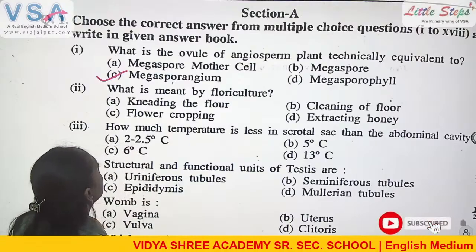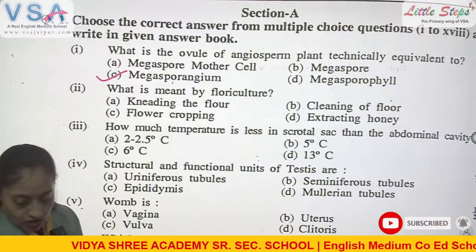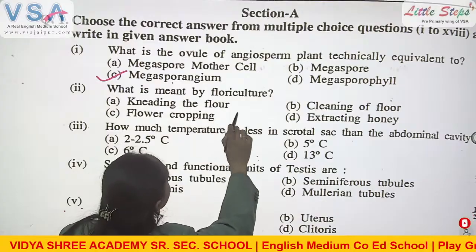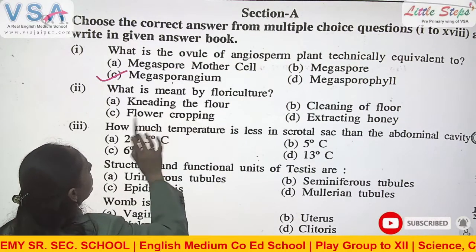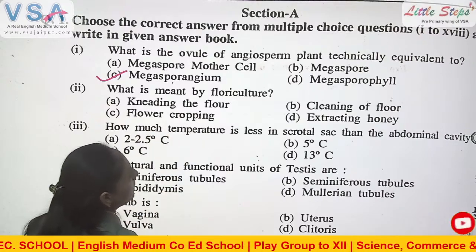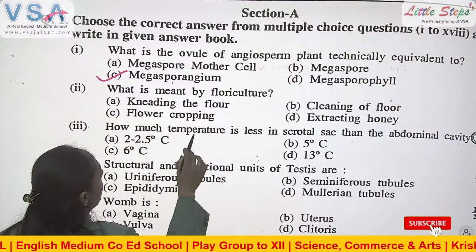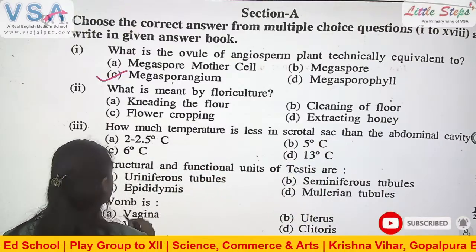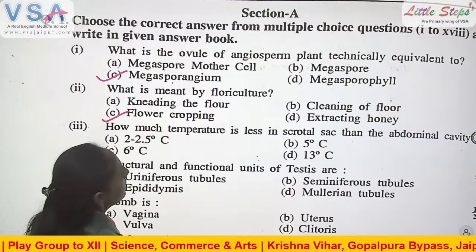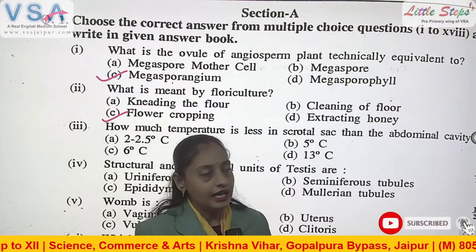Now the next question is, what is meant by floriculture? Kneading the flower, cleaning of the flower, flower cropping or extracting honey. So what is the right answer? Option C, flower cropping. This is the right answer.